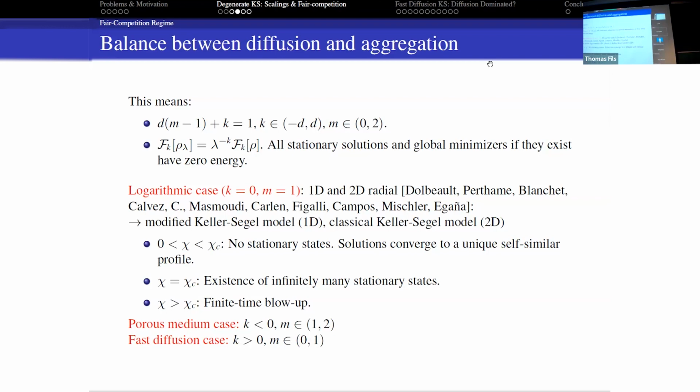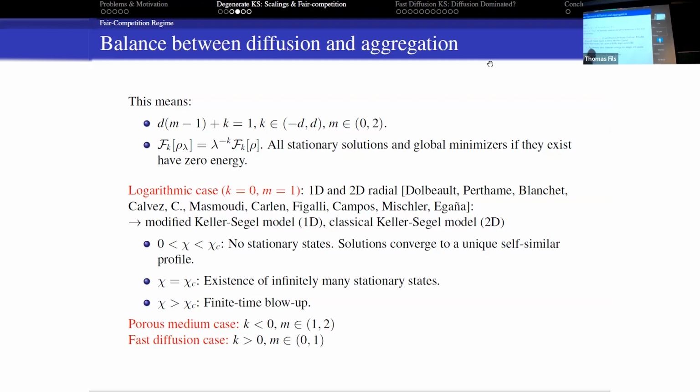And what I mean about the critical value is that there is a critical chi c, such that if chi is larger than chi c, the free energy is not bounded below, and we just expect this finite time blow up for the evolution problem. If chi is less than chi c, there are no stationary states, but solutions exist globally, and they converge to a self-similar profile. And for chi equals chi c, that's the interesting case again. As I mentioned before, in that case, you can prove that there are infinitely many stationary states.